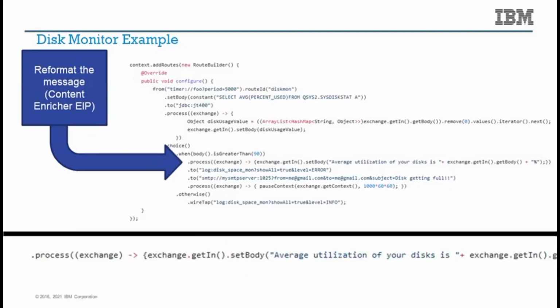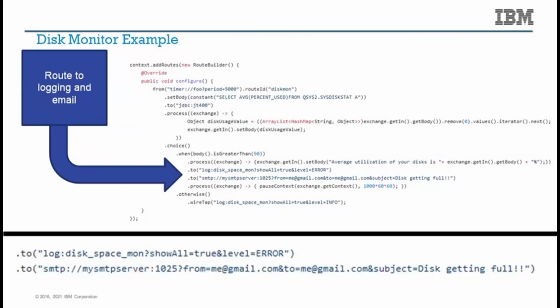Now I want to send an email because my disks are getting full. I don't want to just send an email with a number in it. So again, I can inject my own Java code to say, you know, I want the message to be average utilization of your disks is, and put the number. And then I can route this on to some other places. So I can route it on to log about it. And then I can route it on to my SMTP server to send that email. And, you know, it's as simple as that.